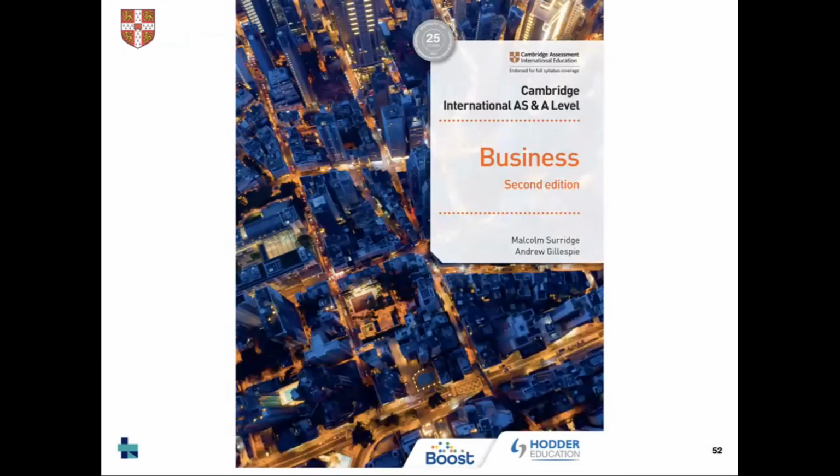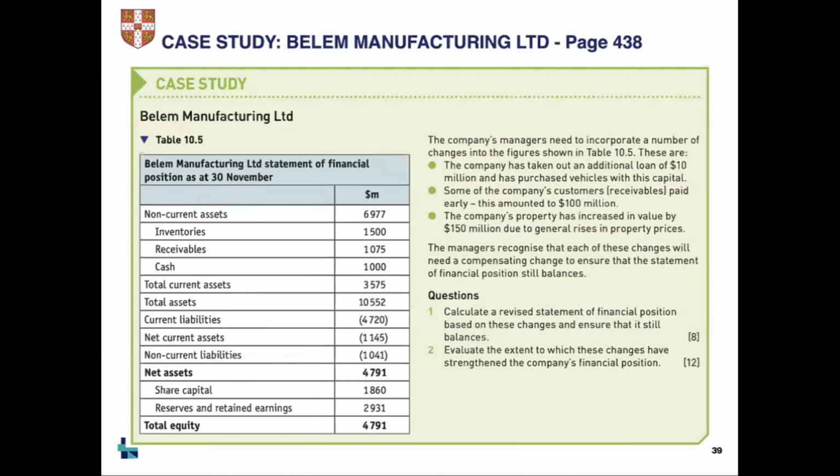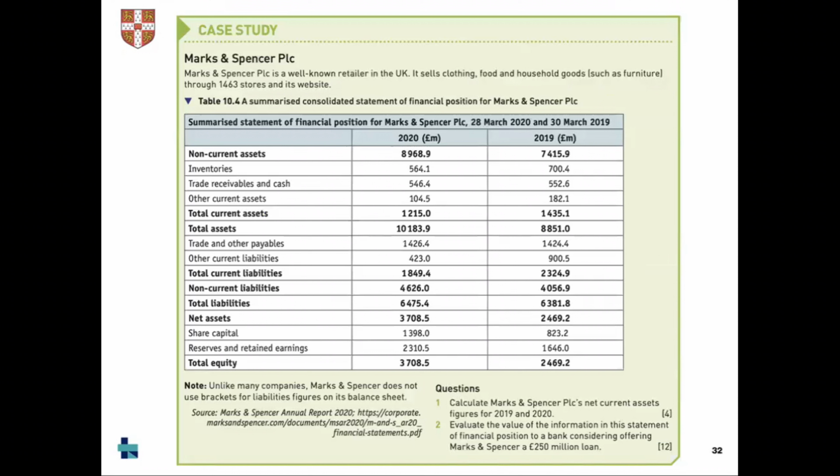So let's look at our first case study, the Marks and Spencer one. So yeah, let's read. Marks and Spencer PLC, Public Limited Company, is a well-known retailer in the UK, very well known. It sells clothing, food, and household goods, such as furniture, through 1,463 stores and on its website.